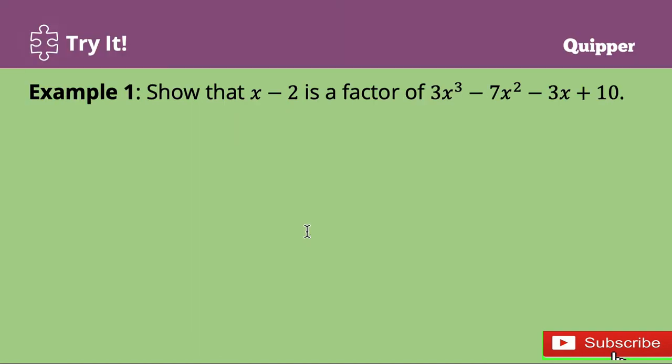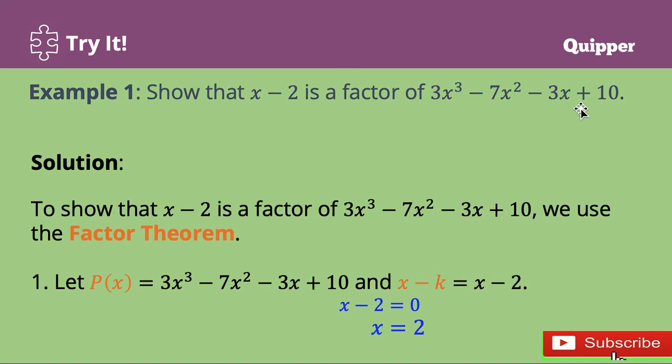For example, show that x minus 2 is a factor of 3x cubed minus 7x squared minus 3x plus 10. Here's the solution. To show that x minus 2 is a factor of 3x cubed minus 7x squared minus 3x plus 10, we will use the factor theorem. First, we let p of x be equal to the given polynomial, and x minus k is equal to x minus 2 as the divisor.